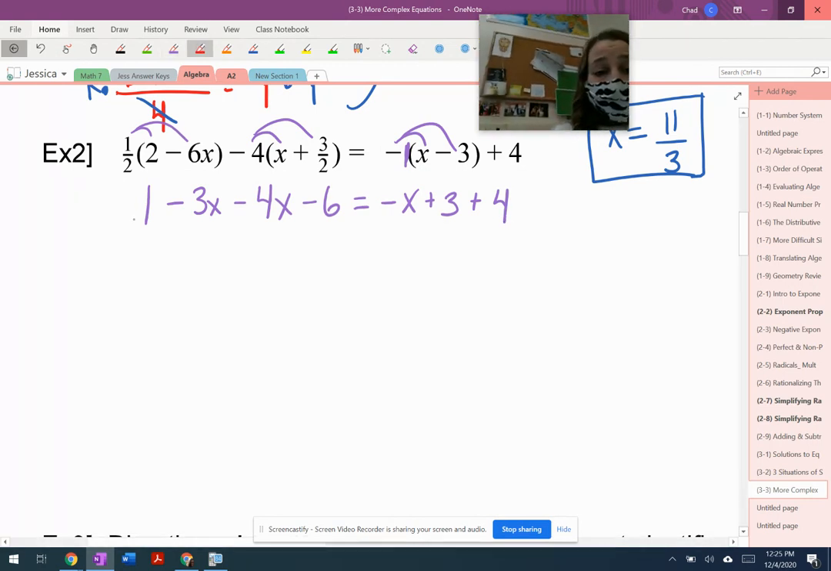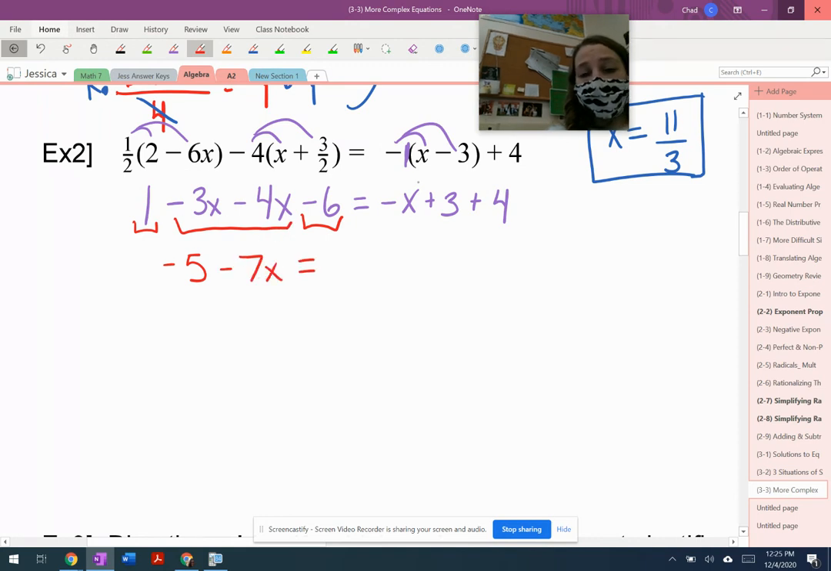So any like terms to combine, I've got this 1 minus 6, which is -5. -3x minus 4x is a more -7x. -x and 3 plus 4 is 7.